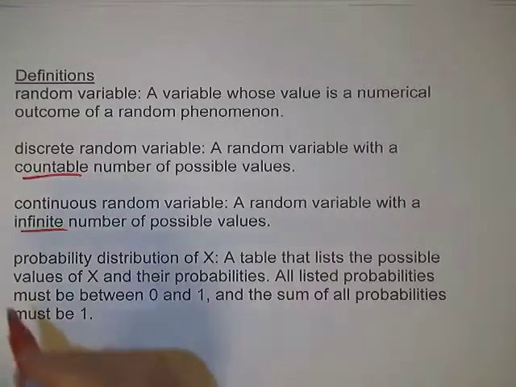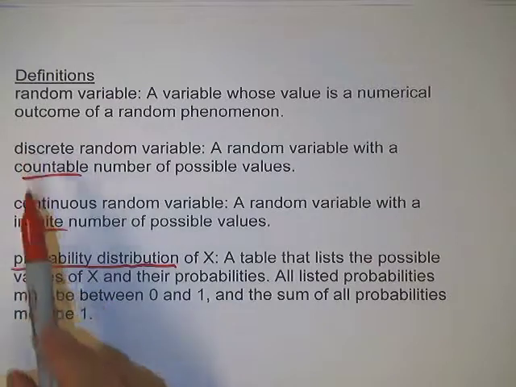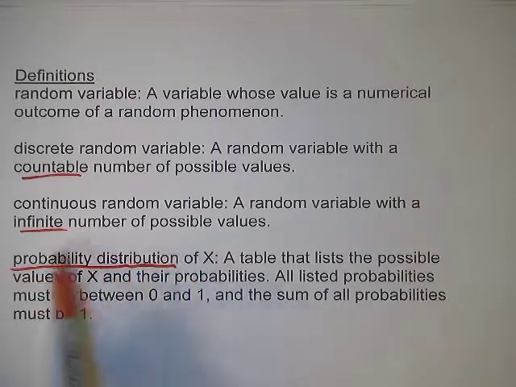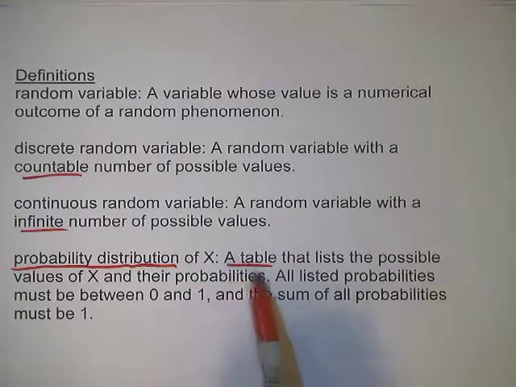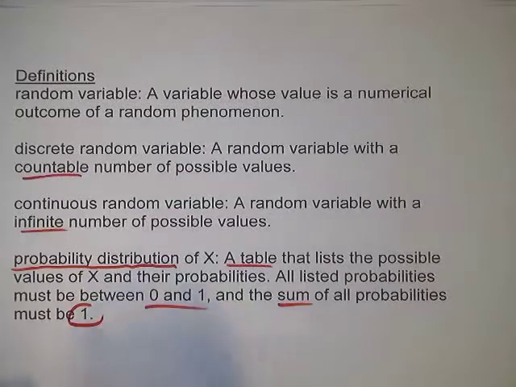Now we're going to concentrate on probability distribution. There can be probability distributions for both discrete and continuous variables. To define a probability distribution, it's usually a table, sometimes a graph, but generally a table that lists the possible values of x and their probabilities. A couple things about the probability distribution: all listed probabilities must be between 0 and 1, and the sum of all probabilities must be 1. You have to make sure that at the end, all the probabilities in your table sum to 1.